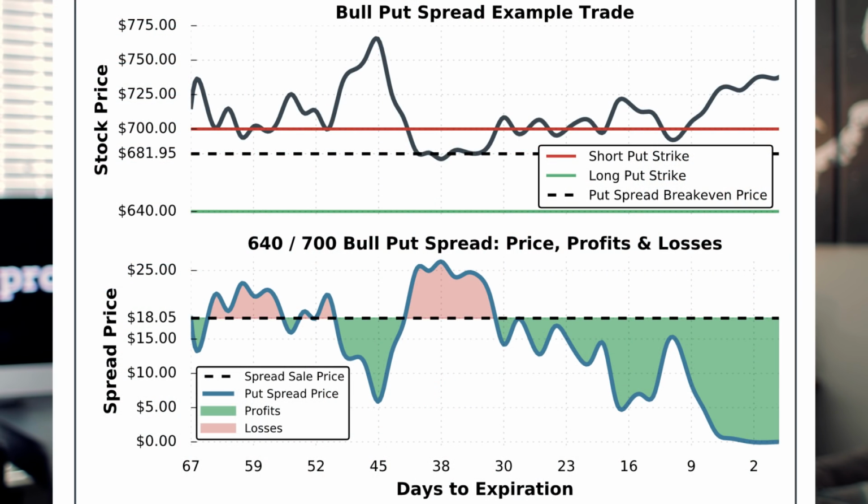$87.75. Now that we've discussed a hypothetical bull put spread example trade, let's go ahead and look at some historical bull put spread trades using historical option data so you can see how real bull put spreads have traded in the past based on the specific scenarios that those trades encountered.